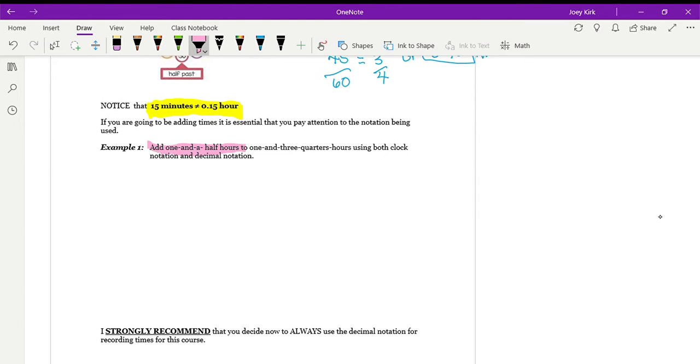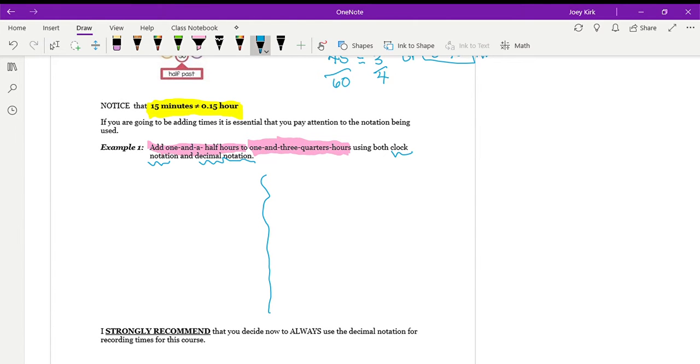Add 1.5 hours to 1 3/4 hours, okay? So we've got 1.5 and 1 3/4. Those are fractions, and they want us to add them using both clock notation and decimal notation. We're going to look at the 2 different ways of doing it. So I'm going to split my page in half here.